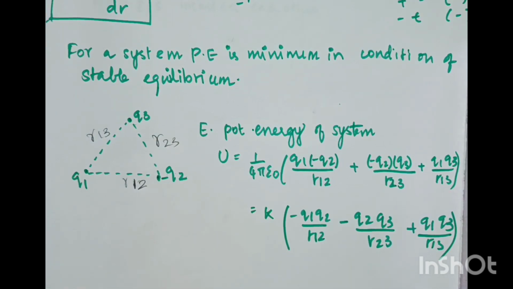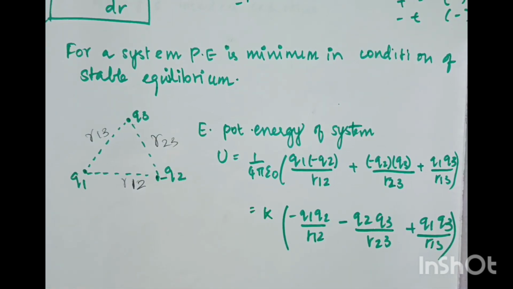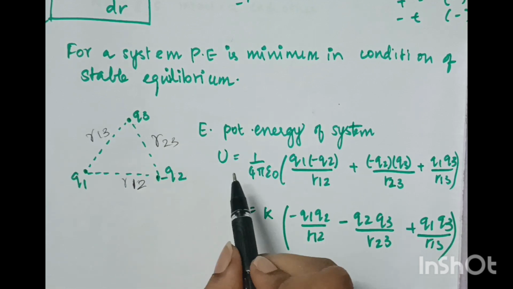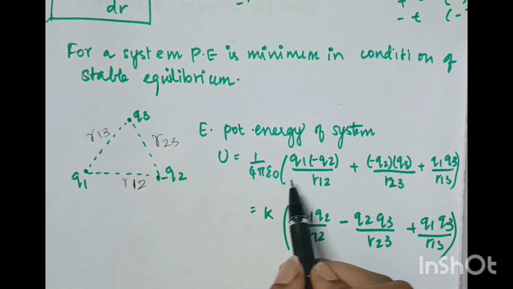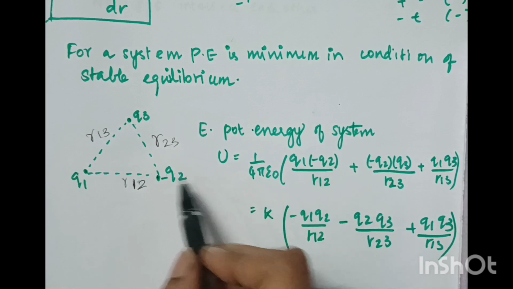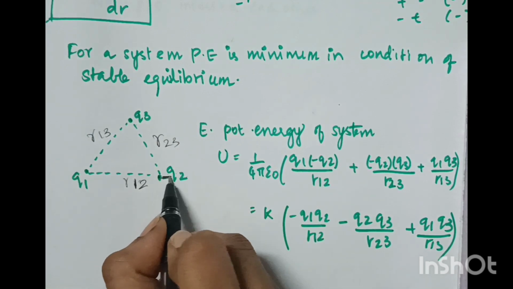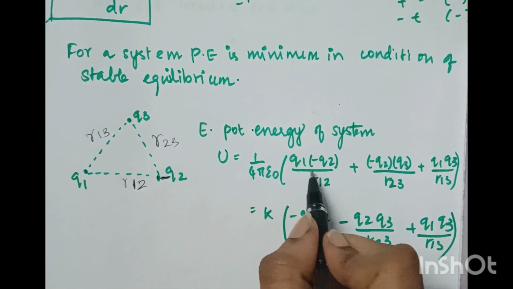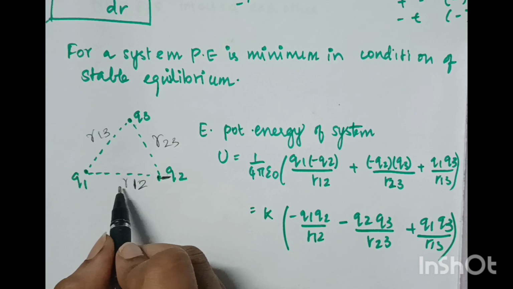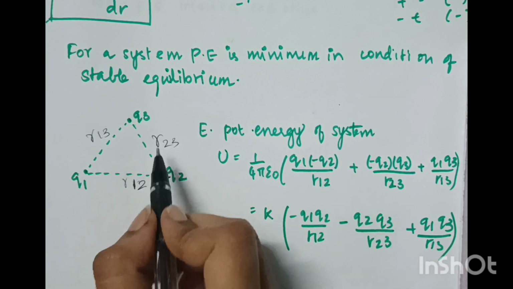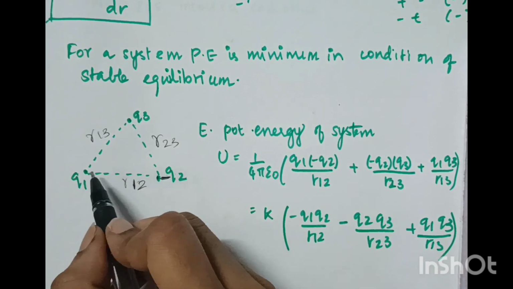So this is how we used to write the potential energy of this system. U equals K, that is 1 by 4 pi epsilon naught, Q1 into minus Q2. So this charge is minus Q2. This is a negative charge, so we have written minus Q2 by R12, the distance between those two charges.